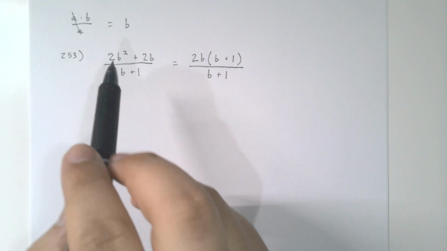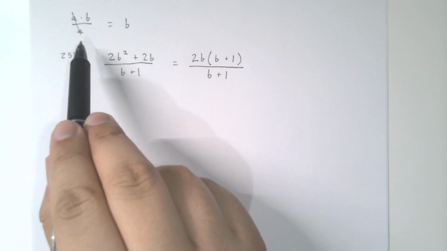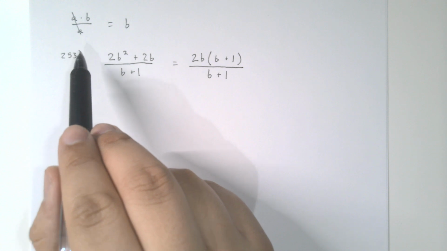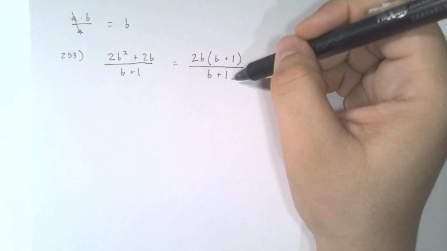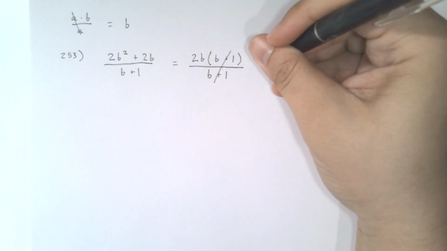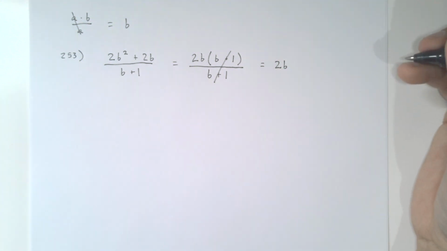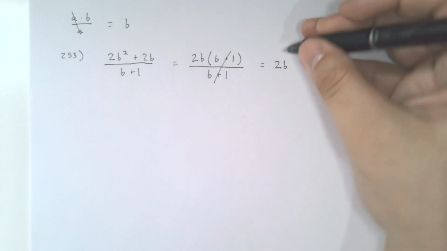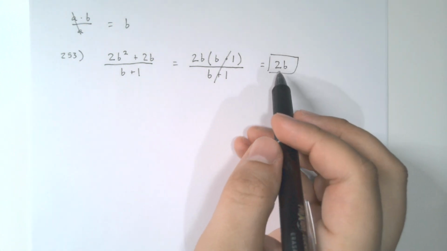And using this property up here, that if we have a common factor on both the top and bottom of a fraction, we can cancel that out. So we have this b plus 1 here, and a b plus 1 here. These terms cancel, and we get 2b. And that's it. This is now simplified. So, this is equal to that.